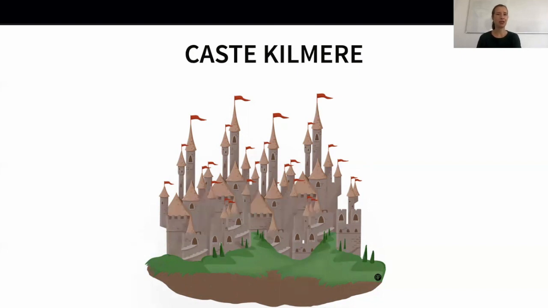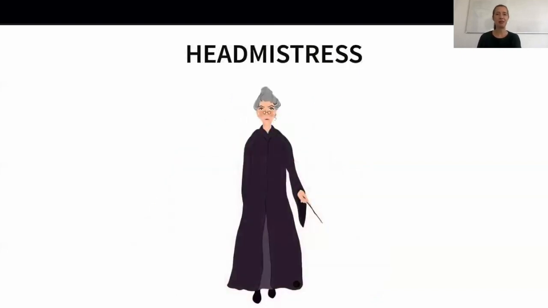The headmistress of Castle Kilmere is called Miranda Mirren. Although Miss Mirren is a very strict and stiff witch, she cares greatly about extracurricular activities, her favorite being the Club of City Walkers, which she has presided over since she joined the school.